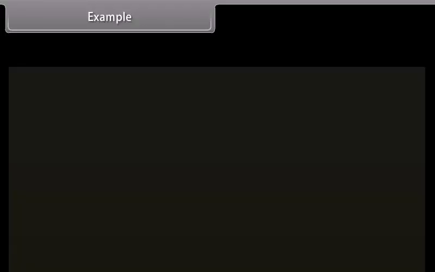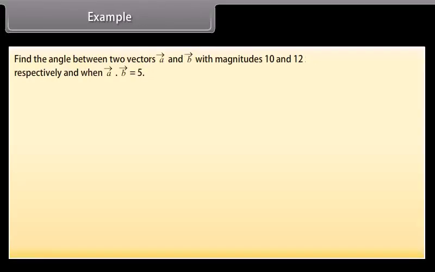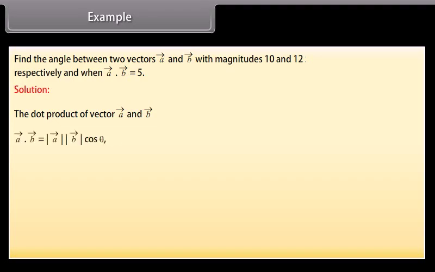Example. Find the angle between two vectors A and B with magnitudes 10 and 12 respectively, when the dot product of vectors A and B is equal to 5. Solution. The dot product of vectors A and B is the magnitude of A times the magnitude of B, multiplied by the cosine of the angle between A and B.